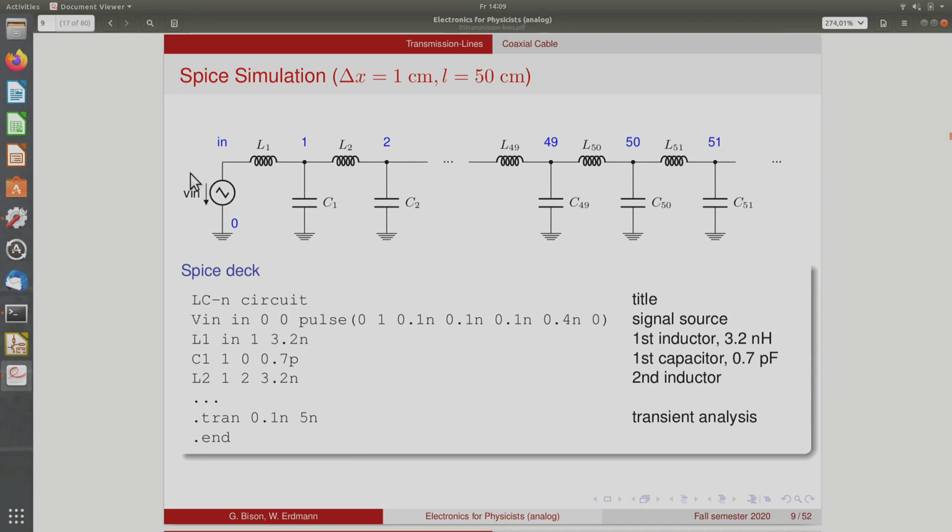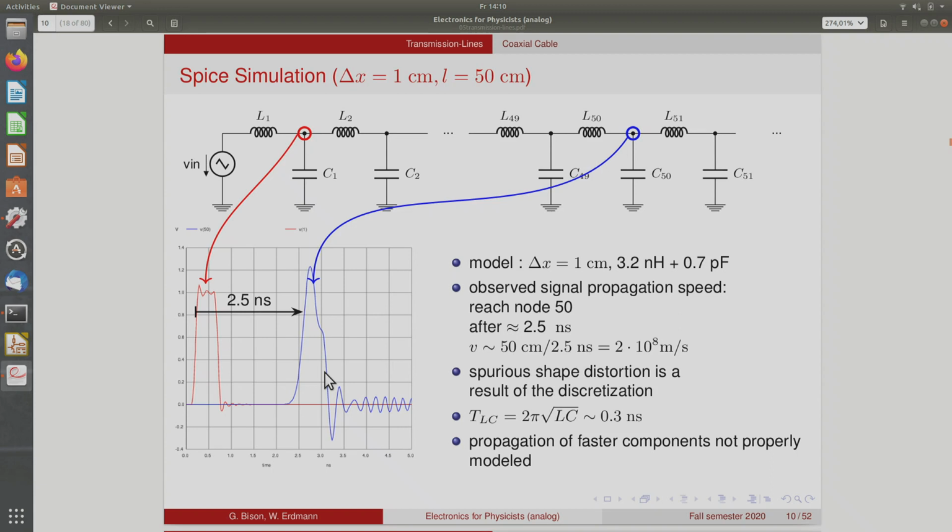What I do here is I simulate a step pulse at the input. So it goes from 0 to 1 volt with 0.1 nanosecond rise time and 0.4 nanosecond width. Then we look at what happens in a transient analysis that runs in 0.1 nanosecond time steps for 5 nanoseconds. So this is what this SPICE deck means. Now we look at the result. We look at the voltage in 2 places. One is close to the signal source, and the other one is close to the end of the chain.